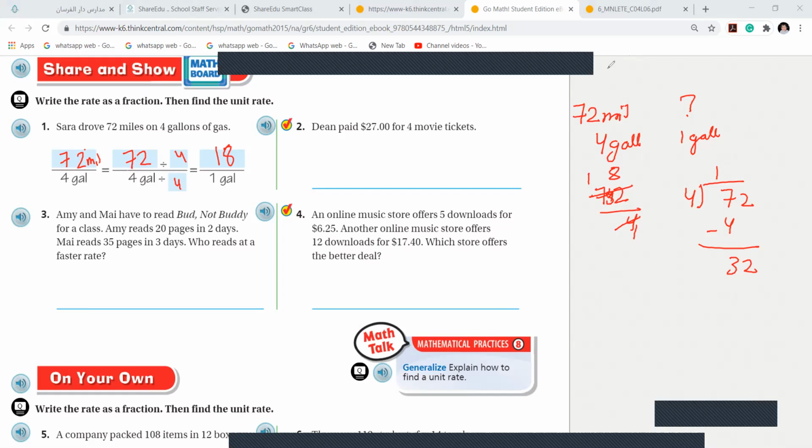Dean paid $27 for 4 movie tickets. $27 for 4 movies. For one movie, how much? 27 over 4. It will be almost like 4 times 6 is 24. There are 3 extra. Almost like $6.7. $6.75.